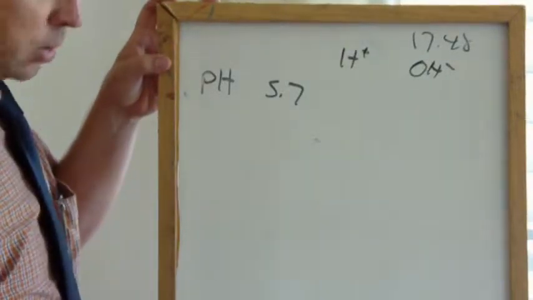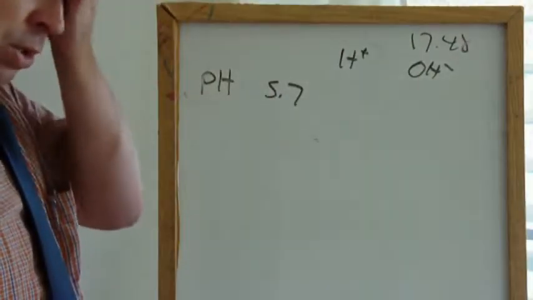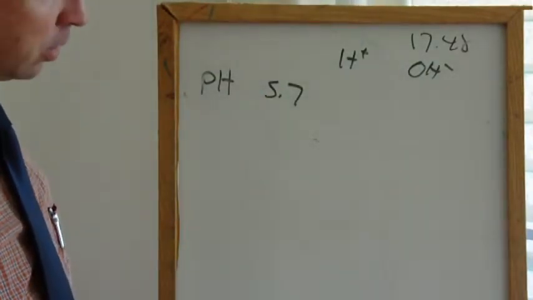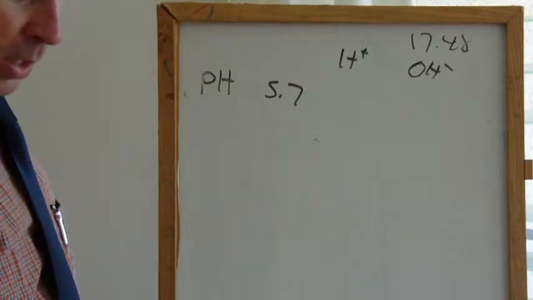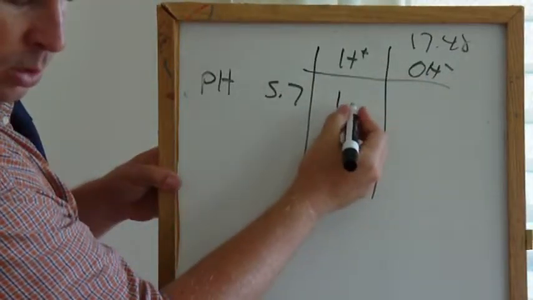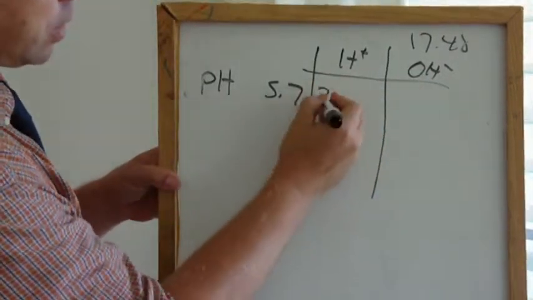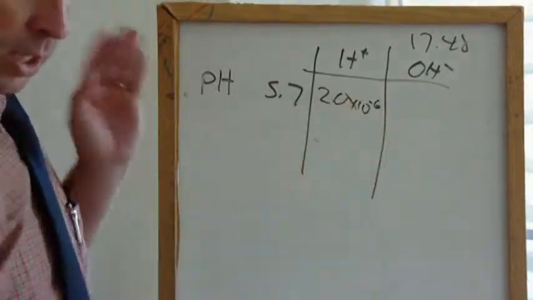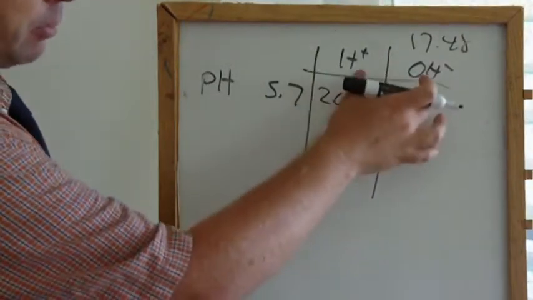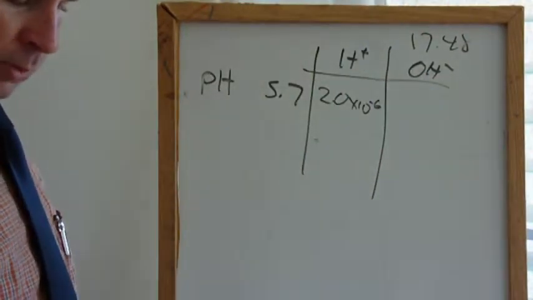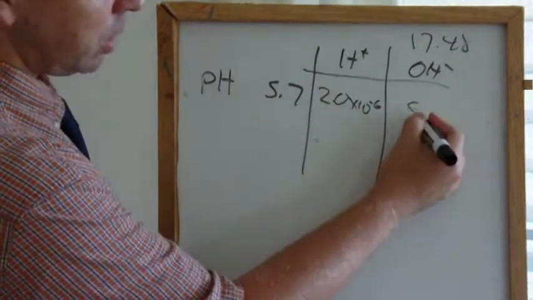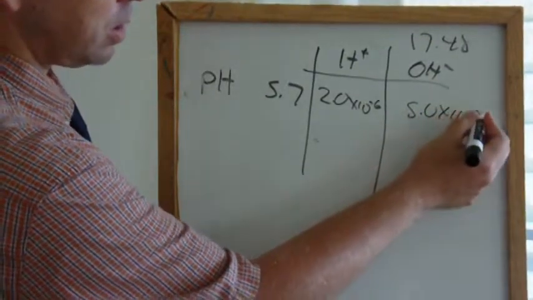Okay? To find the hydrogen ion concentration, we can go 10 to the minus 5.7. That's the hydrogen ion concentration. 2.0 times 10 to the minus 6, really. 1.995 times 10 to the minus 6. 2.0 times 10 to the minus 6. And again, to get this, the product of these two always has to equal 1 times 10 to the minus 14. We take 1 times 10 to the minus 14 divided by the hydrogen ion concentration, and we get 5.0 times 10 to the minus 9.